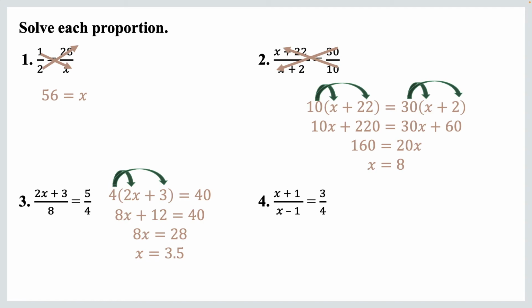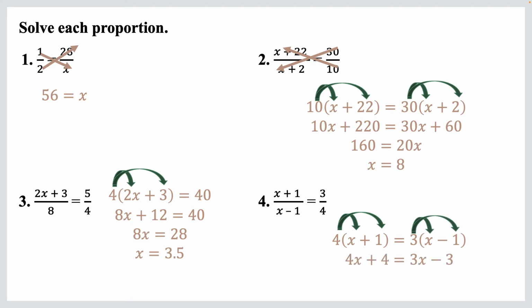Okay, one more in this section. Pause the video again, see how you do with this next one. So if we cross multiply, we get 4 times the quantity x plus 1 equals 3 times the quantity x minus 1. Distribute the 4 through, and the 3 as well. 4x plus 4 equals 3x minus 3. We get x equals -7.